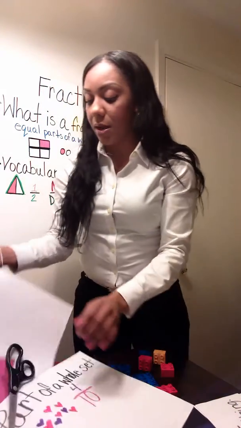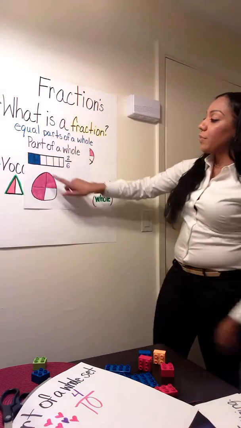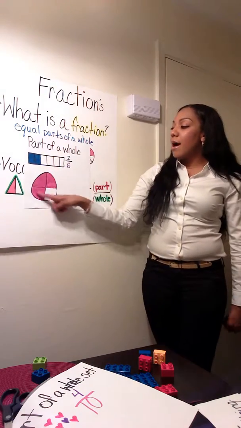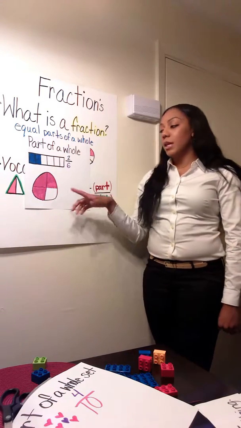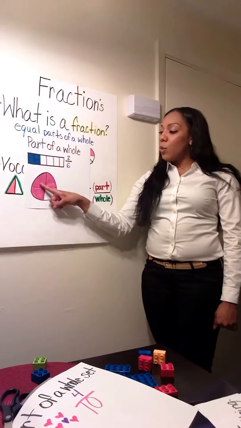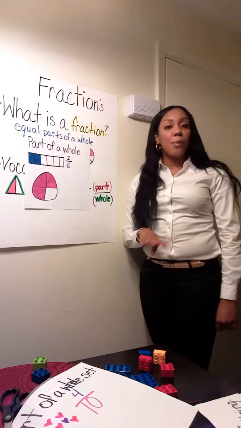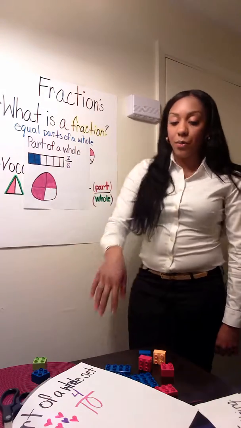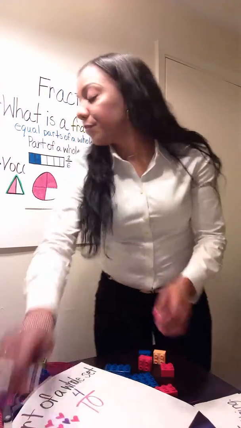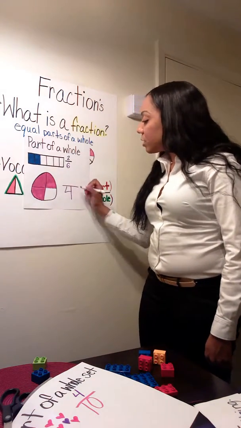Let's look at another example. One that's not so tricky. So now I have another circle over here. Let's see how many parts we have. Can everyone count along with me? 1, 2, 3, 4. 4 parts. So 4 would go at the bottom. I have 4 whole parts.